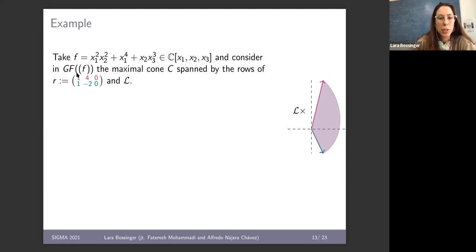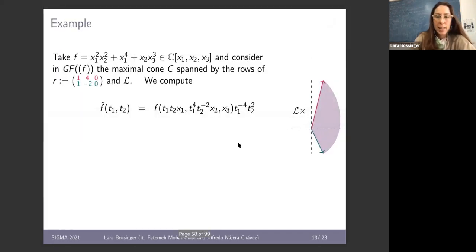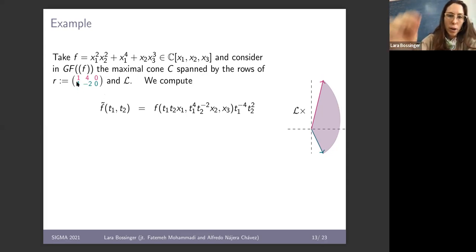So this is my matrix of rays. And this is the lift. What happens here is that every coordinate xi, I multiply it with a monomial in t's, whose exponent vector is now a column of my matrix. So the rows of the matrix correspond to the rays of the cone, so they have one entry for each variable xi. And the columns are all the weights appearing for one fixed variable. So T1, T2 is the monomial that appears in front of x1. T4, T2 minus 2 is the one of x2, and so on.